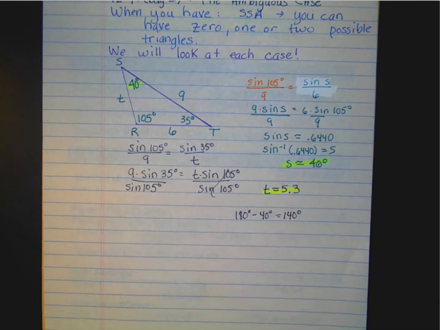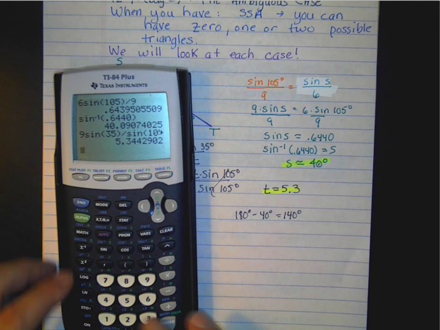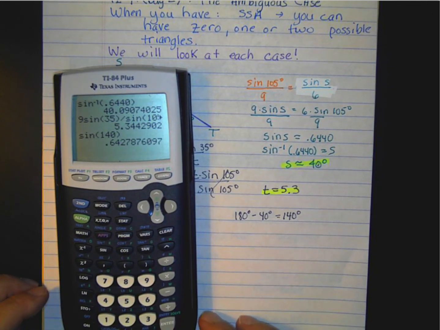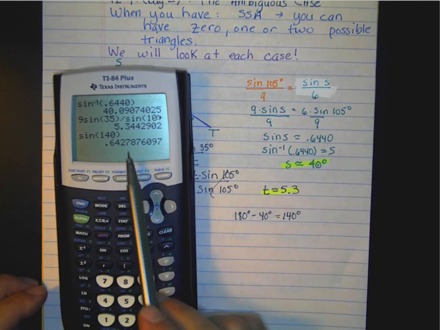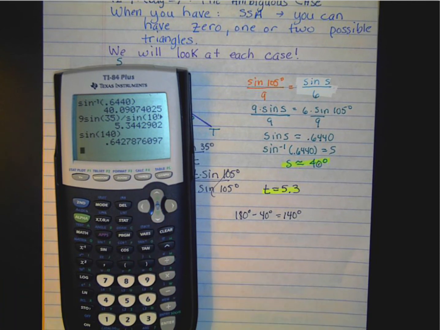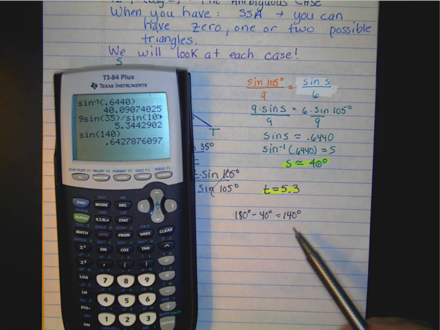Now if I do the sine, I'm going to show you this. If I do the sine of 140, that's not exactly the same because we rounded, but it's fairly close. So that shows me that the 140 without rounding would have been the same.